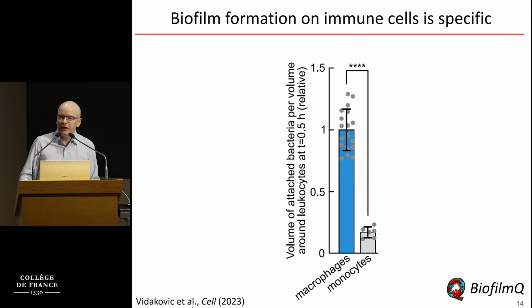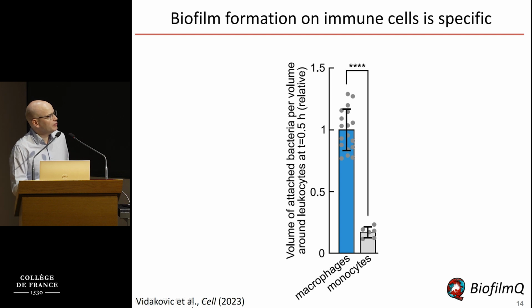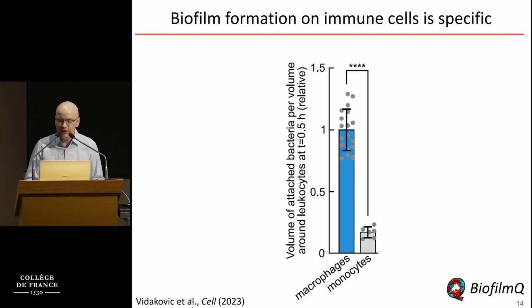Now this is not an unspecific process. It's not that cholera does this on every cell type. For example, if you take the monocytes that we isolate from blood and you differentiate them into macrophages, then you will see that the biofilm formation on macrophages is much higher than on the precursor cells, the monocytes. And similarly for epithelial cells, it is much lower.